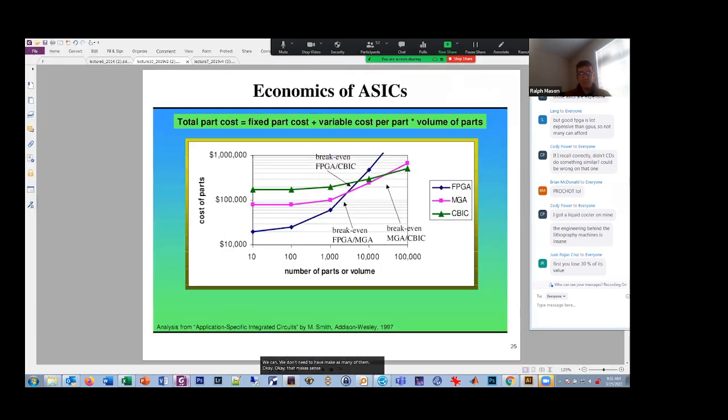So let's go back to our slide. So it turns out we have 3 kinds of ways to implement our chips. We have FPGAs, which we were doing in the lab. We have ASICs.